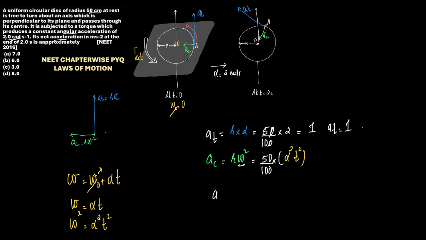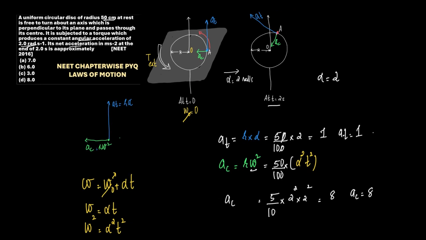Therefore AC becomes 50 by 100, which is 5 by 10, times alpha square. The value of alpha is given to us as 2, so this becomes 2 square into t square, and t is also 2 seconds, so into 4. 2 square is 4, 4 into 4 is 16, 16 into 5 is 80, 80 by 10 is 8. So what we get is AC is equal to 8.